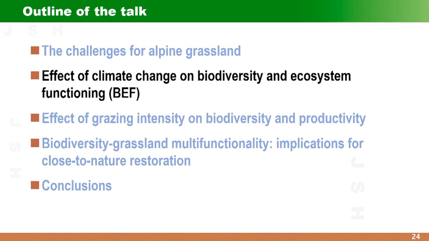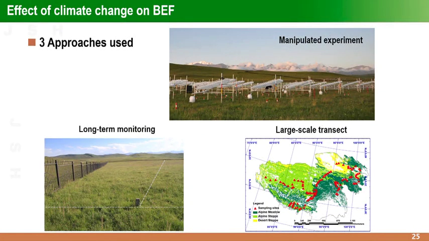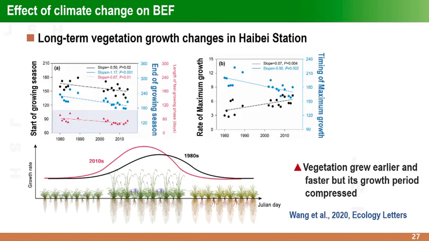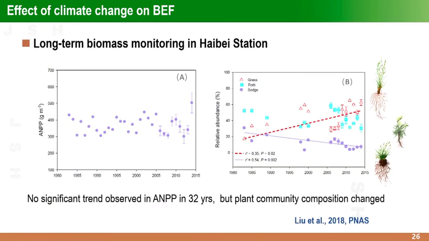Next, I will report some findings from our experiment and field investigation. We use three approaches: a manipulative experiment, long-term monitoring, and a large-scale transect survey. Here we can see the long-term biomass monitoring from our research station, from 32 years. Even with rapid climate warming, the biomass, also called aboveground net primary productivity, NPP, shows no clear trend. But the plant community composition changed: we can see the grass increasing and the sedges decreasing, but for the forbs, there's no big change.